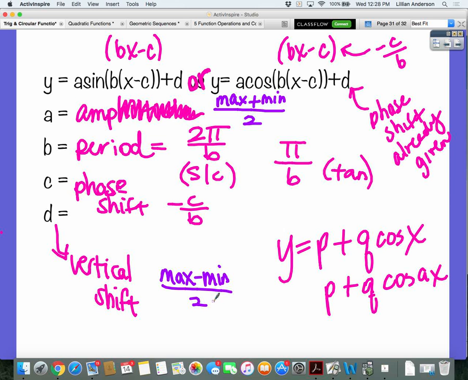For your period, remember your period is nothing but double the distance between your max and your min. Okay? So double the distance between your max and your min, and your phase shift, you always base it off of whatever. We'll get into applications more about that later, but these are definitely something that you need to know, especially for your homework.